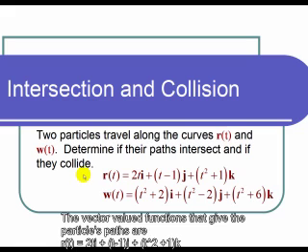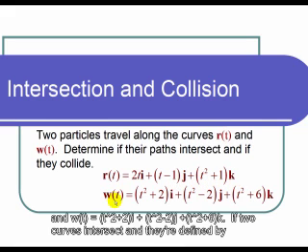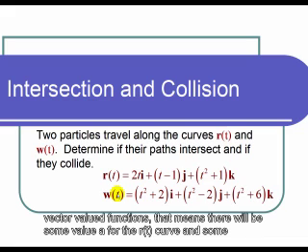So the vector-valued functions that give the particles' paths are r of t is 2t i plus t minus 1 j plus t squared plus 1 k. And w of t is t squared plus 2 i plus t squared minus 2 j plus t squared plus 6 k.